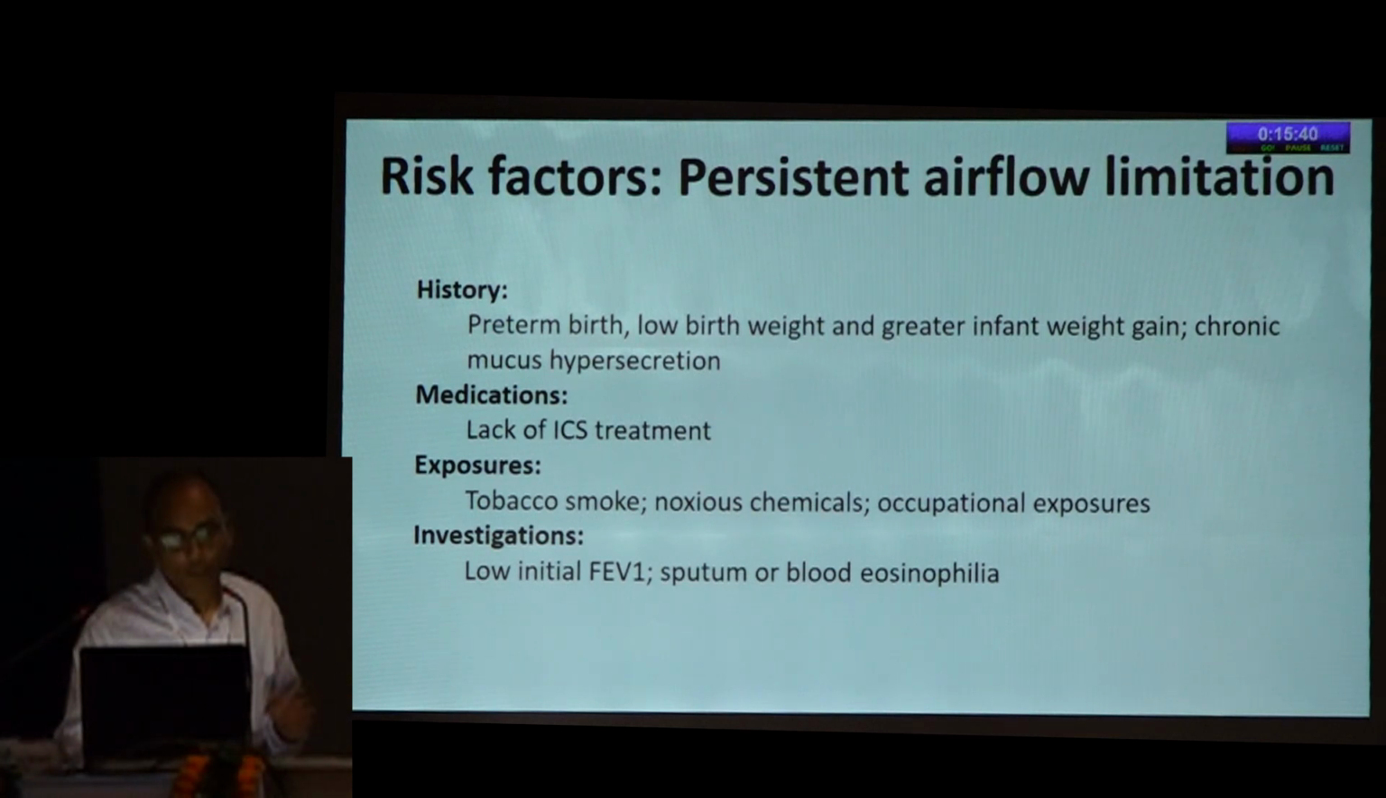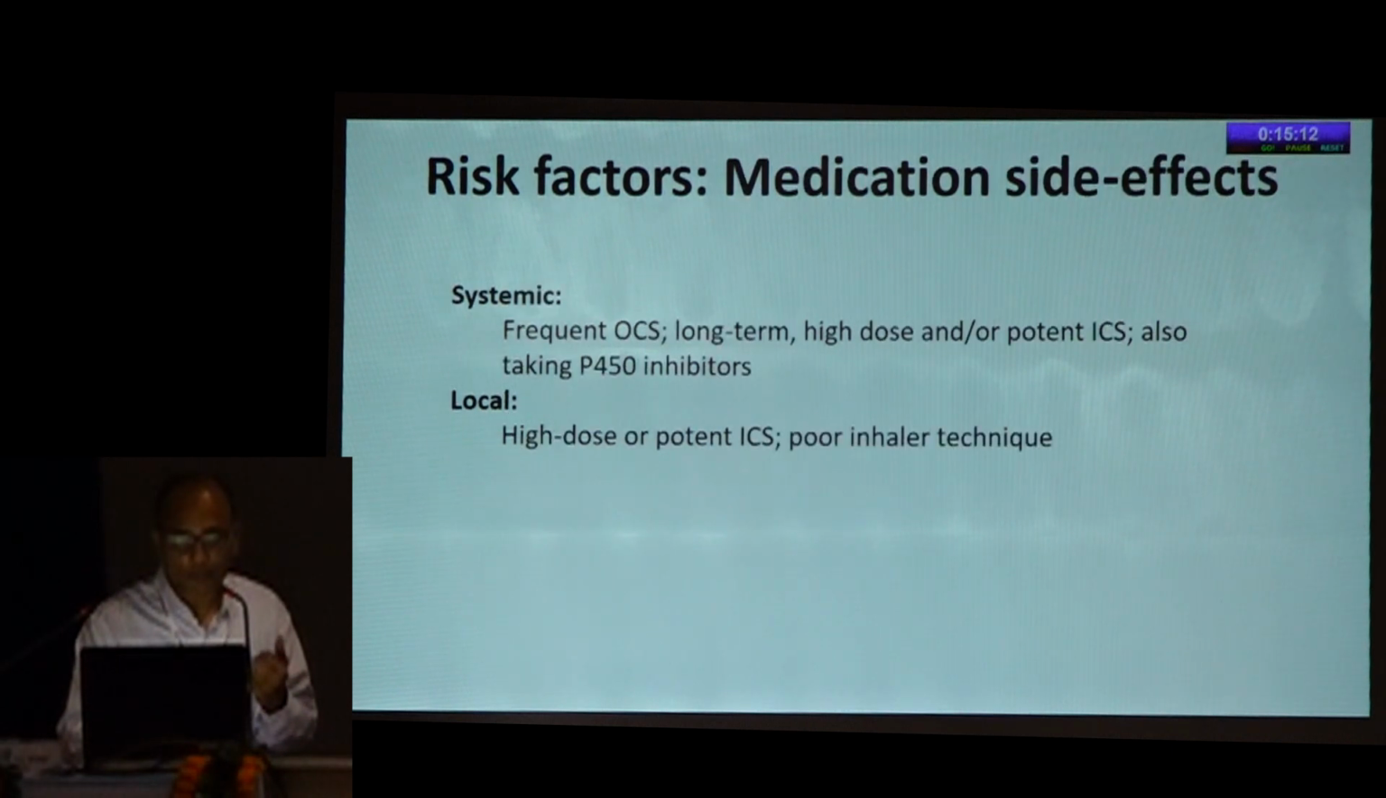Then there are risk factors for persistent airflow limitation that you have to look for. Somebody who is born preterm, with very low birth weight, or there is a rapid gain in weight, or chronic mucus hypersecretion. This also creates a scenario of persistent airflow limitation. The lack of inhaled corticosteroids, and exposure to smoke, noxious chemicals, and occupational exposures, some of which overlap, also result in persistent airflow limitation. And so does a low FEV1, or if the blood or sputum shows eosinophilia.